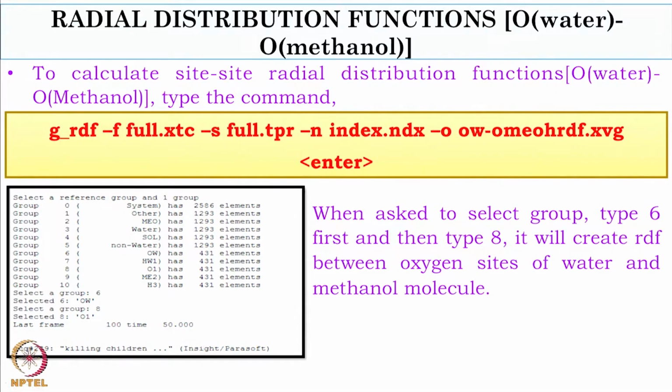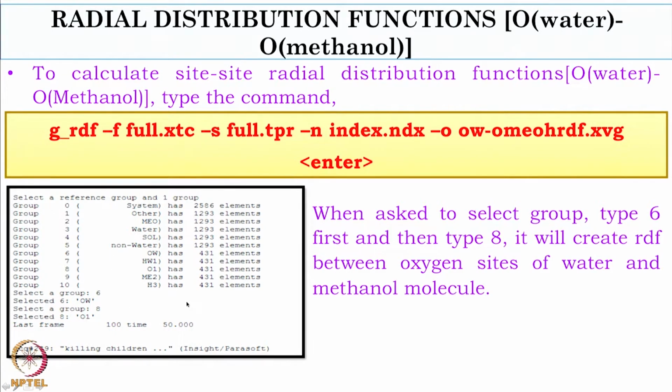When you type that first line written in red, does it prompt you to type a particular group? Yeah, it prompts you to type group 1, then group 2. It will give you that. You see here it's written: select a reference group and one group. So around which atom you want to calculate.